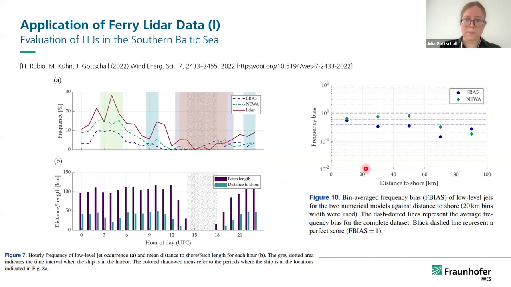And on the right-hand side, you see again the frequency bias, so this time as bias, not as a direct occurrence value, for different distances to shore. So the same information that is shown here in green. And we do see that the bias tends to increase for larger distances. This is also something that was suggested by a previous study, but in this case, we really have a confirmation from a quite exceptional, quite unique data set.